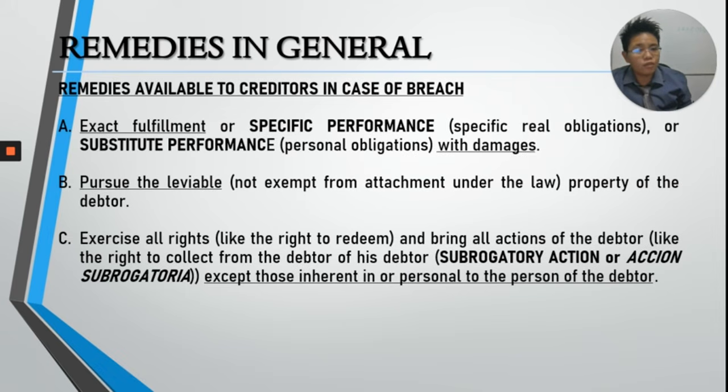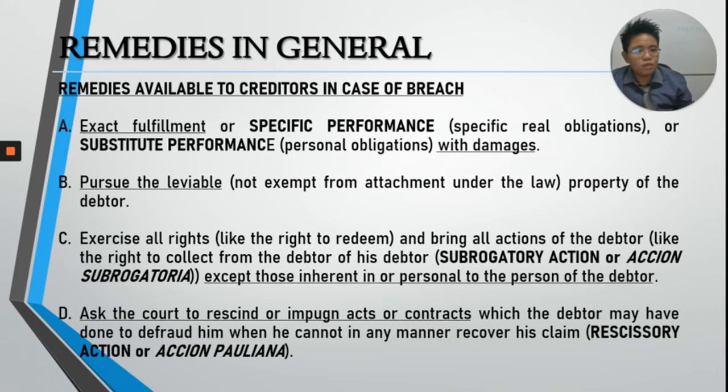So kung creditor ka, may debtor ka, yung debtor mo, meron siyang debtor, pwede mong directly singilin yung debtor ng debtor mo. Ang tawag dyan ay action subrogatoria. So anyway, pwede nating pag-aralan yan later on. What else? Ask the court to rescind or impugn acts or contracts which are intended to defraud the creditor. So ito yung rescissory action or action pauliana, which is also a remedy available. So anyway, we will study rescissory actions or yung pauliana when we go to contracts. So yun ang tandaan muna natin.